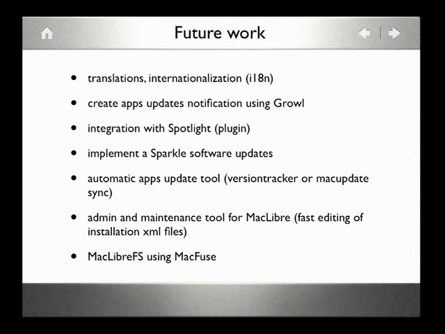And right now, we have to prepare those XML files alone. I have to do it by myself. But we want to create an automatic app update tool so we can update the MacLibre XML file really fast, using, for example, data from VersionTracker or MacUpdate. And we are also thinking about an admin and maintenance tool for MacLibre, so we can do fast editing of this installation XML file.